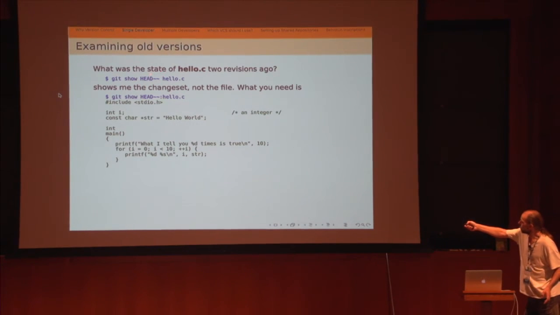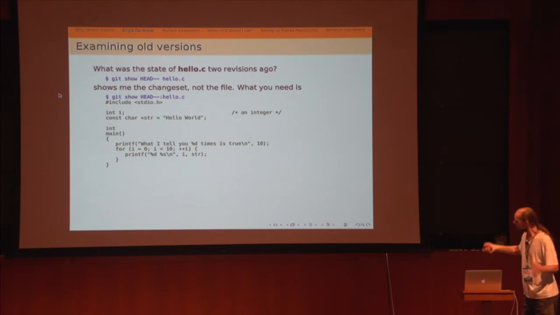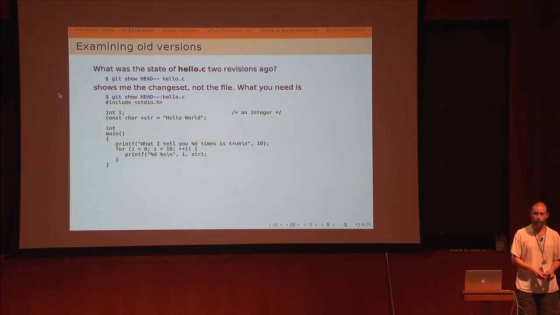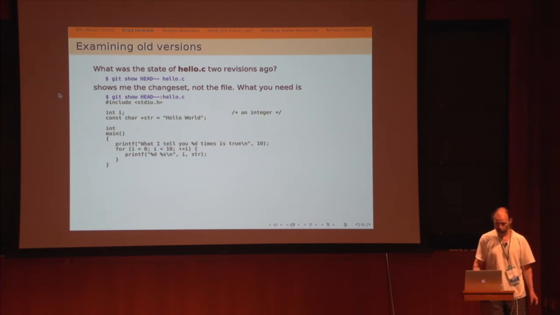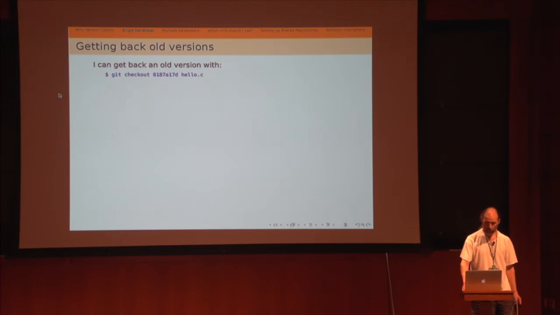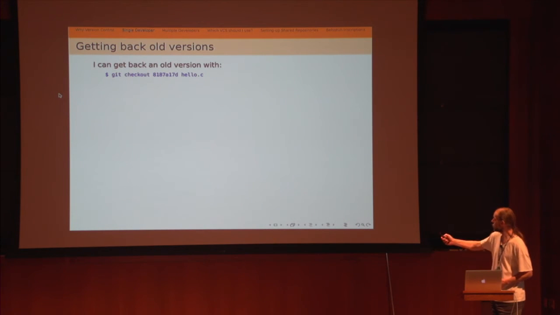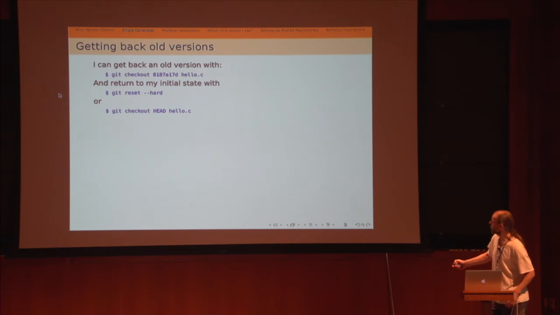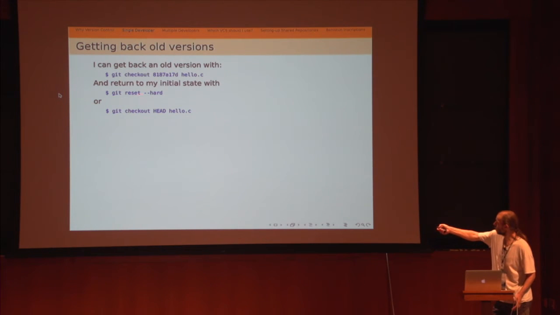That shows me the change set. That's how you show the file. There's a colon in here. Obscurities, this is where Stack Overflow comes in. That's probably the way I found this when I first wanted to know about it. I'm sorry, that's the way it goes. And I can get back an old version like this. I can say git checkout this hash hello.c. Now, there's a minor problem here, which I'll come to in a second, I guess. I can get back to my original state like that, or by saying that.